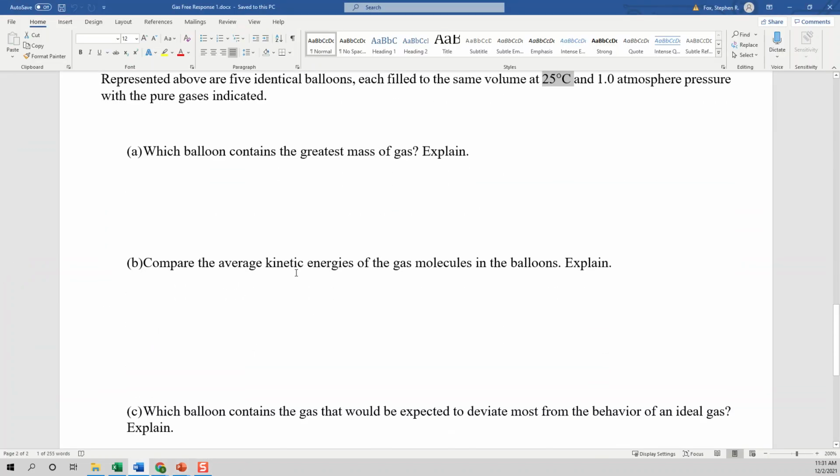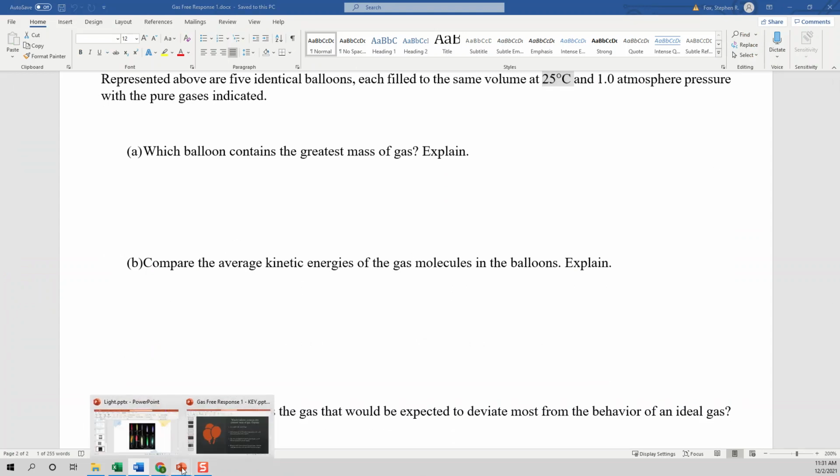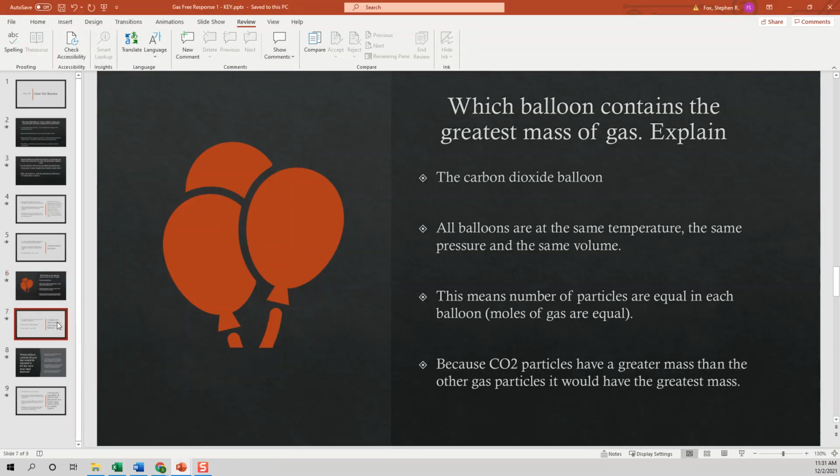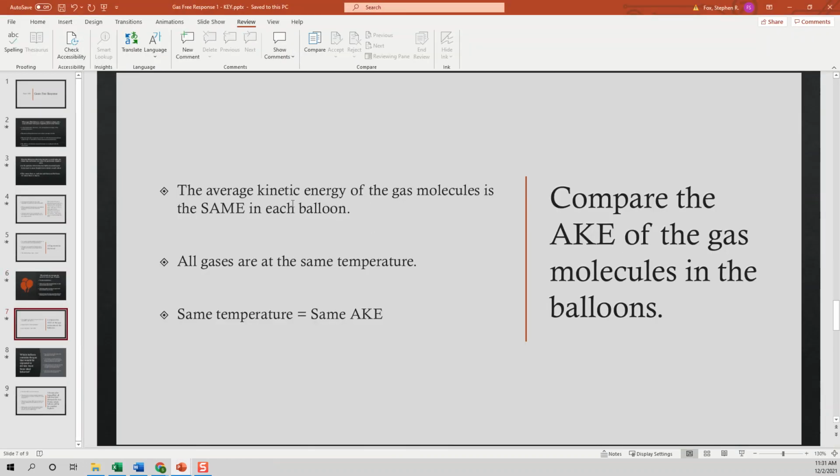All right. Compare the average kinetic energies of the gas molecules in the balloons. Explain. This one's an easy one. Don't make it complicated. They are equal. The average kinetic energy of the gas molecules in each balloon are the same. They're equal to each other. Why? Because they're all at the same temperature. That's it. Same temperature means same average kinetic energy. All right. Don't fall for the trap. The CO2 is slower, but because it's more massive, same kinetic energy. Right?